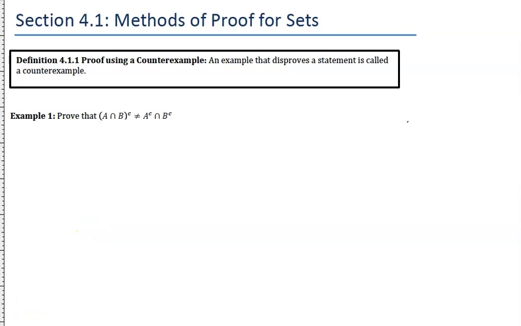So the first proof method for sets, we're going to look at proof using a counterexample. All right, so these are good to prove that two expressions are not equivalent. So these expressions with sets, for example, like example 1 right here, we want to prove that the complement of the intersection of two sets A and B is not equivalent to the intersection of the different complements. Right?